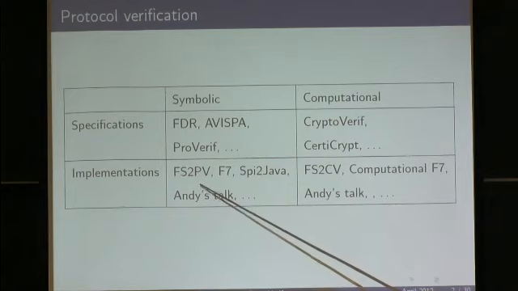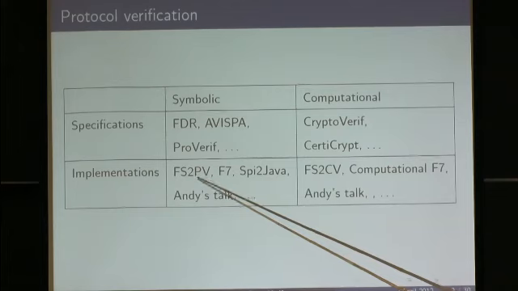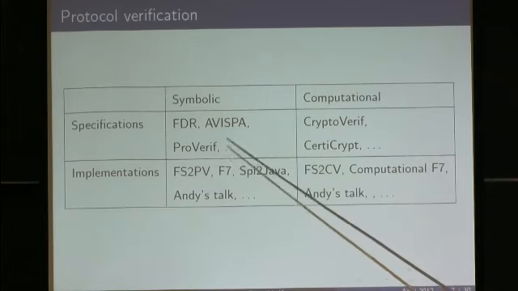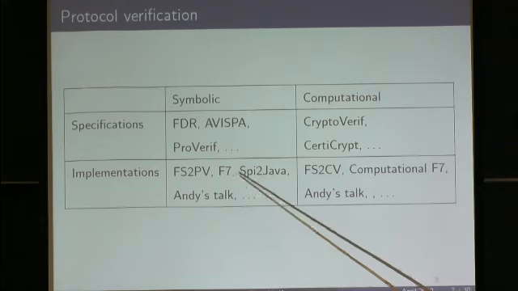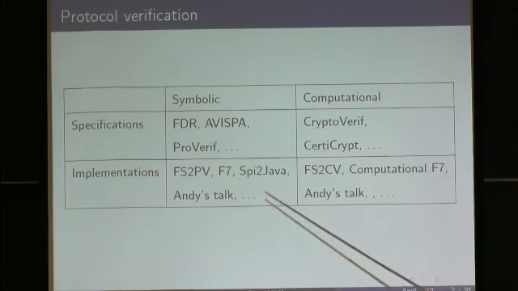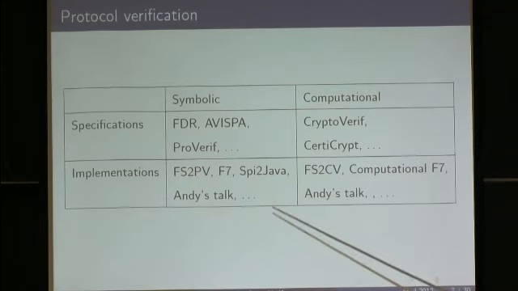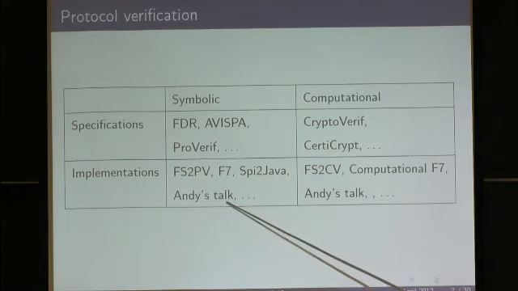So there's FS2PV, which translates the implementation into the ProVerif input, so that you can then use ProVerif to verify your protocol. F7, which uses types. SPI2Java goes in the other direction: you start from a specification and then you get an implementation by translating it to Java. There are other techniques using VCC, for example, that Andy presented on Monday.